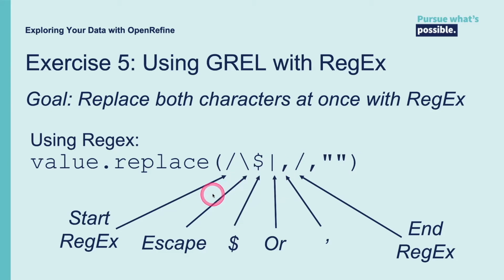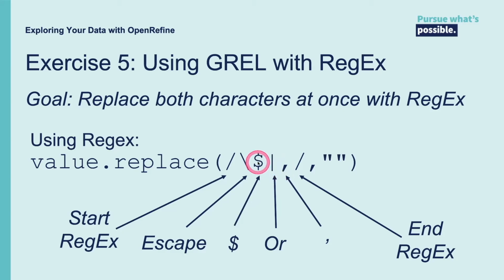So regex expressions within OpenRefine are going to be encased in these forward slashes. So here is my forward slash that starts my regex expression, and here is my forward slash that closes my regex expression. So this middle part here is saying, okay, find dollar signs, and then the pipe operator stands for or, and then the comma just stands for a regular old comma. So I'm saying find dollar signs or comma.